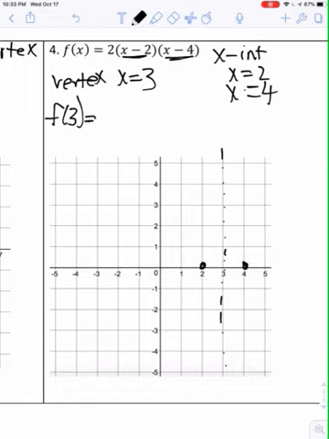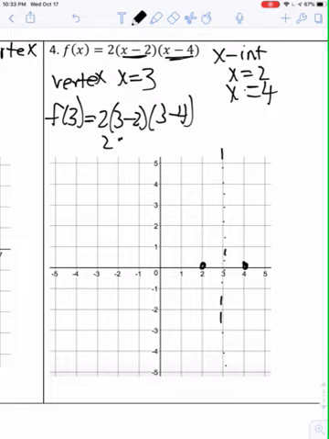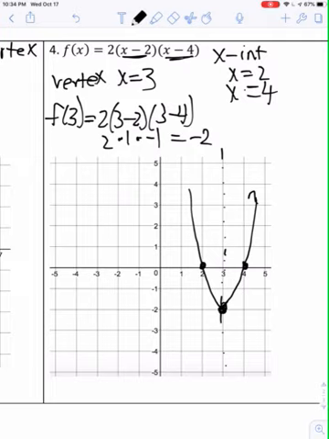So 2 times 3 minus 2 times 3 minus 4. That's 2 times 1 times negative 1, which is negative 2. So then my vertex is at 3, negative 2. And then I can just draw my graph. All right.